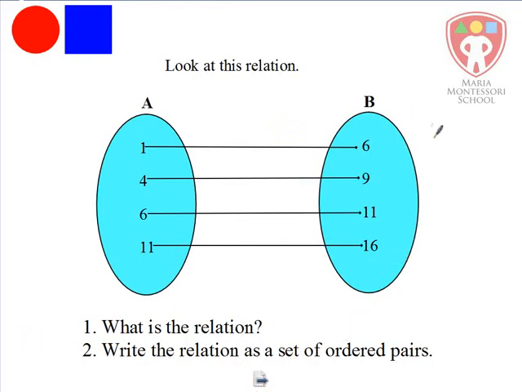Look at this relation. What is the relation? Write the relation as a set of ordered pairs. Pause the video to give yourself enough time to work out what is the relation and to write the relation as a set of ordered pairs. Remember, a set goes in a curly bracket and the ordered pairs go into a normal bracket and are separated by a comma.